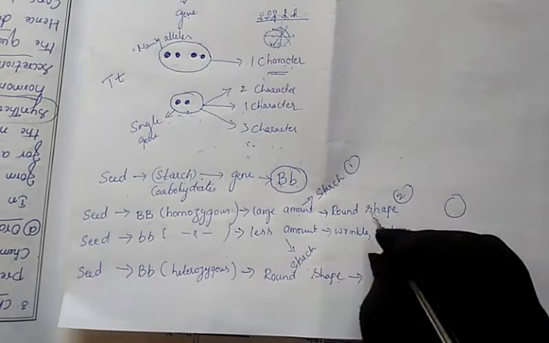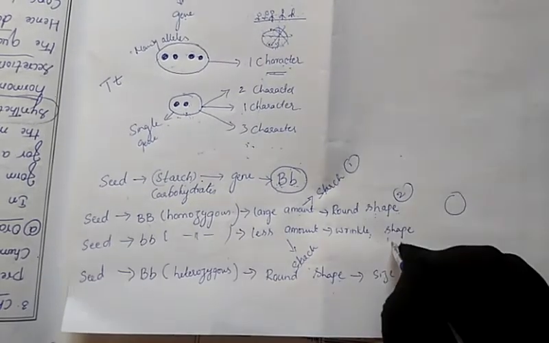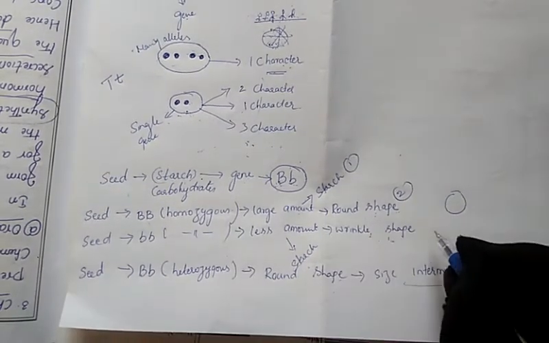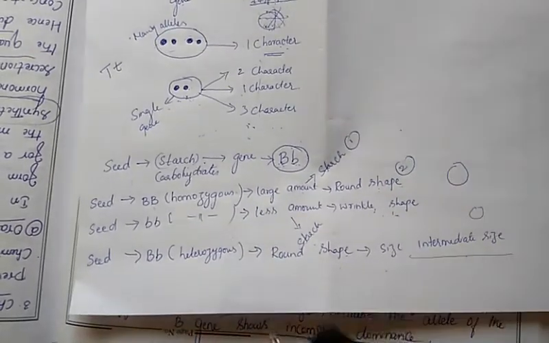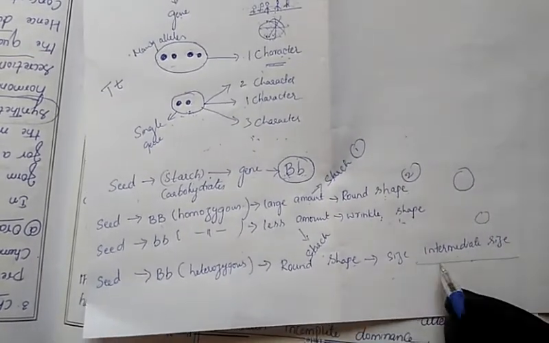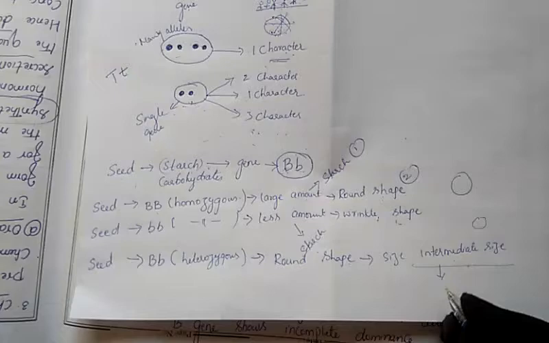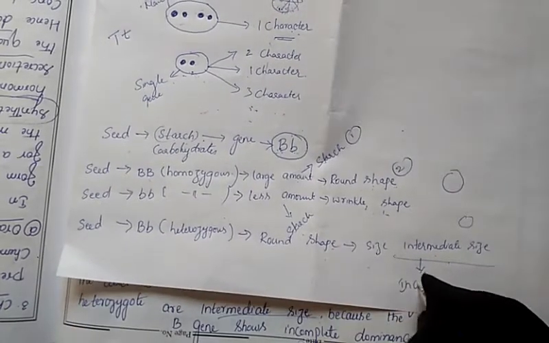It is not bigger like in round, or smaller like in wrinkled. It will be a middle size, the size of the seed. So that's why we are getting intermediate size. Why is it intermediate? It shows intermediate size because of incomplete dominance.